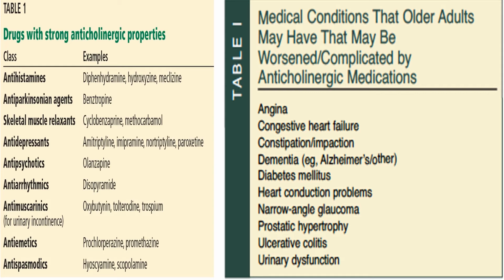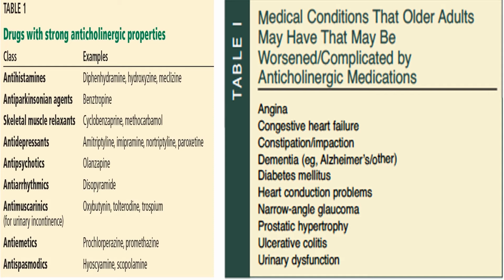In diabetes, I think we'll skip that one. That one's not that important. In a heart conduction problem, so if you have issues with conduction of signals in your heart, well, you know that anticholinergics mess with the heart. They block the parasympathetic system, so you could give people a faster heart rate when it was already fast. So careful with people with heart disease.